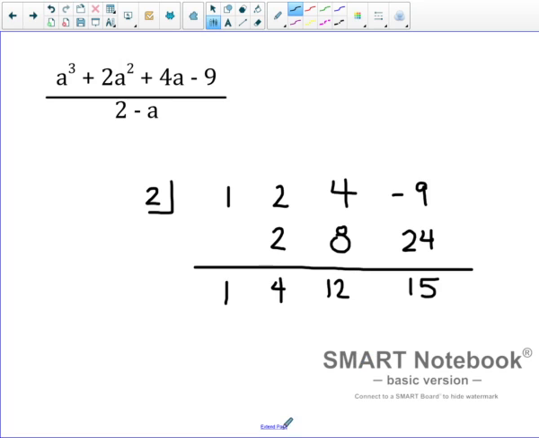Okay, so there's the synthetic division. Now we have to interpret these results. Remember that this last number out here represents a remainder. Okay? And I started with an a cubed, so this is going to represent the a squared term. So this is going to be a squared plus 4a plus 12 with a remainder of 15.